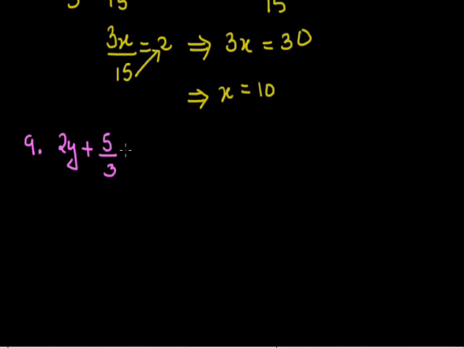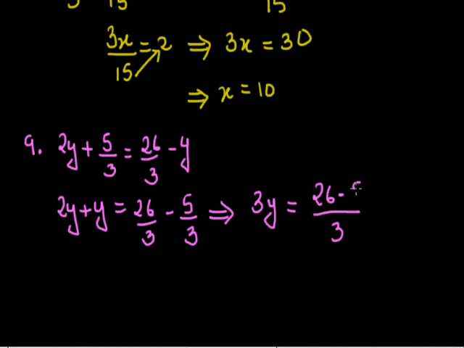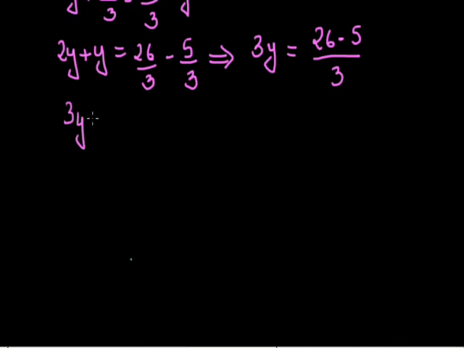plus 5 upon 3 is equal to 26 upon 3 minus y. Now again, I can take minus y to the left hand side. If I take minus y to the left hand side, it will become plus y. 2y plus y is equal to 26 upon 3. And if I take 5 by 3 to the right hand side, it will become minus 5 by 3. Now 2y plus y, that is 3y. It is equal to 26 upon 3 minus 5 upon 3. If I take the LCM, it will be equal to 3. 26 minus 5. So 3y is equal to 21 upon 3.